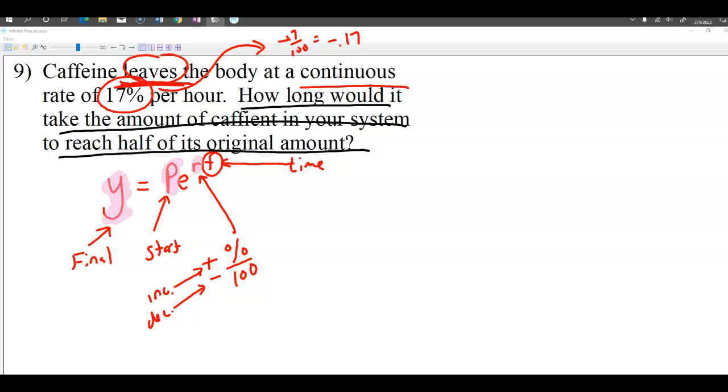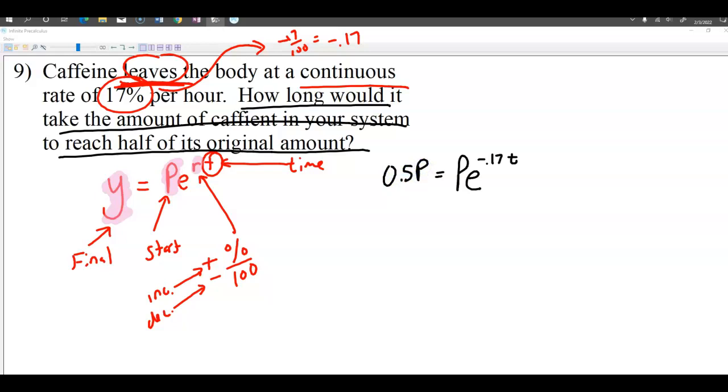Okay, so this is going to be a little tricky, so pay attention here. We have P e to the negative 0.17t. The final amount is half the starting amount. So if this is my starting amount, then half of my starting amount would be 0.5 P. Or you could just say half P, like 1 over 2 P. But I prefer decimals, so I'm going to do 0.5.